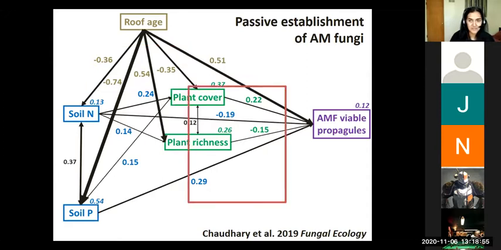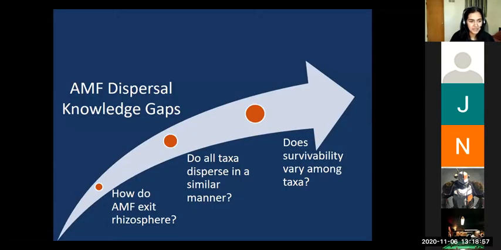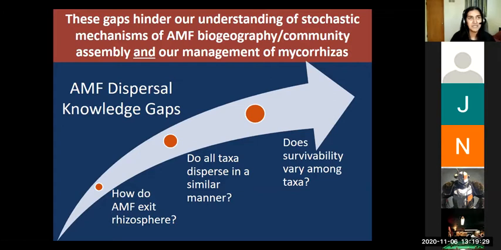I'm just going to fast forward a little bit. This highlighted how there are a lot of gaps in our knowledge of how these fungi disperse. They don't form mushrooms, so how do they get out of the soil, or out of the rhizosphere? Do all species disperse in similar manners? Do they vary with respect to survival when they're traveling? And these gaps are important not just from an ecological perspective.